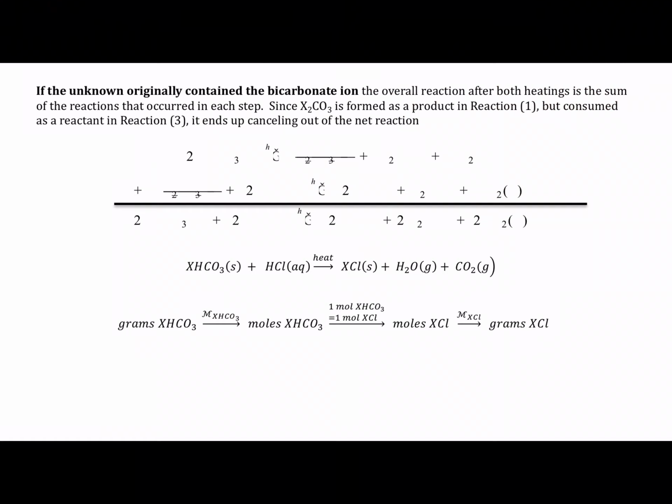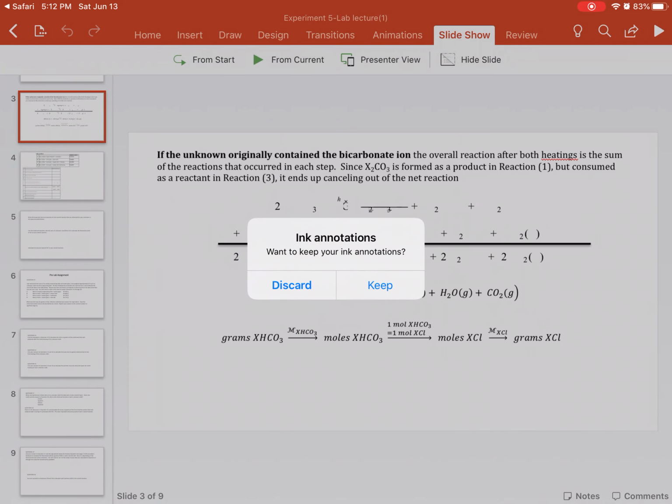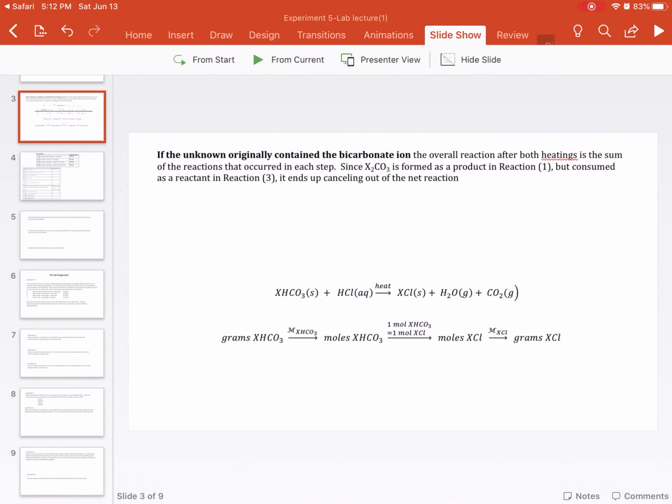But what if your original compound contained the bicarbonate? So then remember the bicarbonate ion, first we heat it and then it became the metal carbonate, carbon dioxide and water. And then we take that metal carbonate, add hydrochloric acid and it gave us a metal chloride, carbon dioxide and water. And then the reaction, when I cut and pasted, it didn't work, so I'm going to delete it. I'll write it for you now.